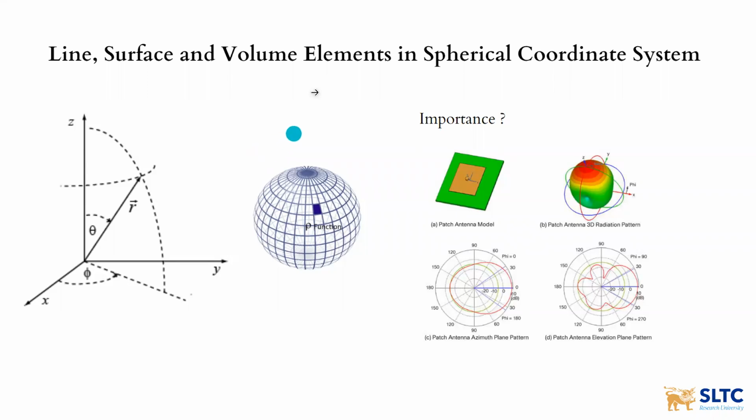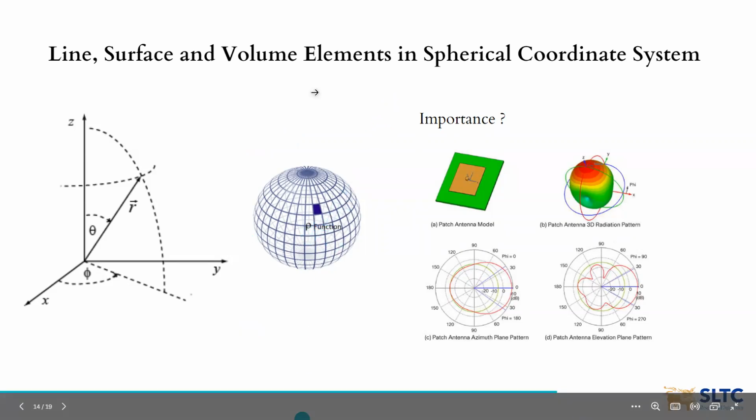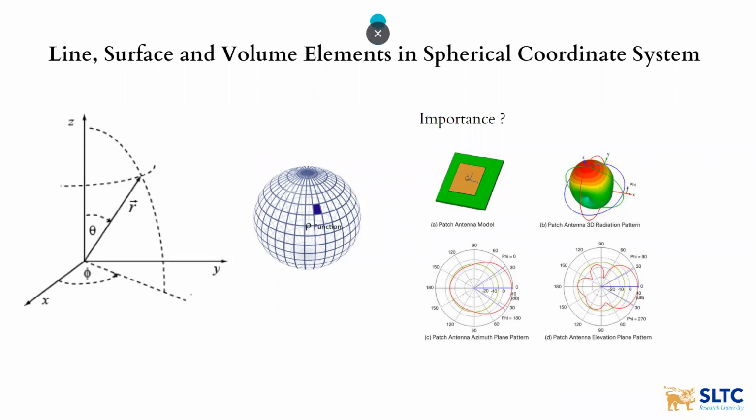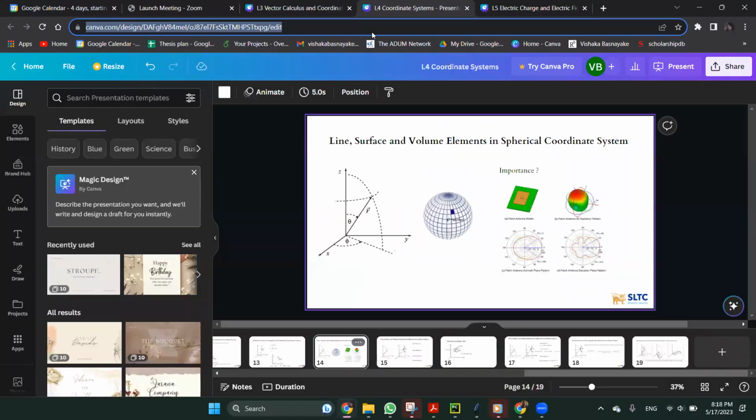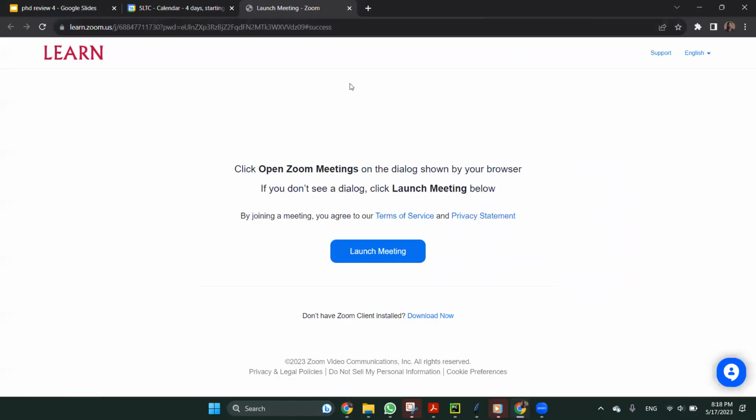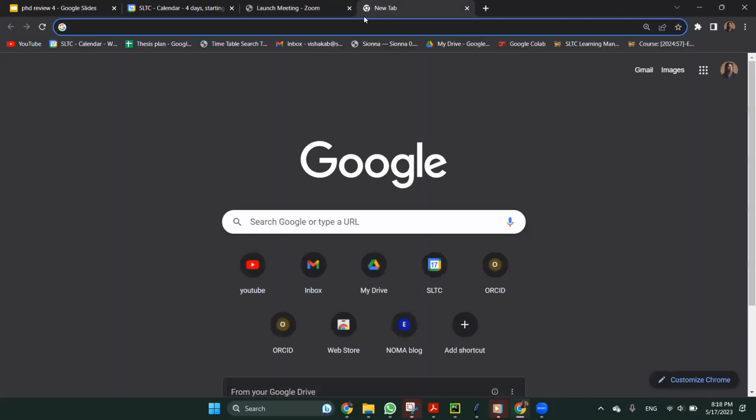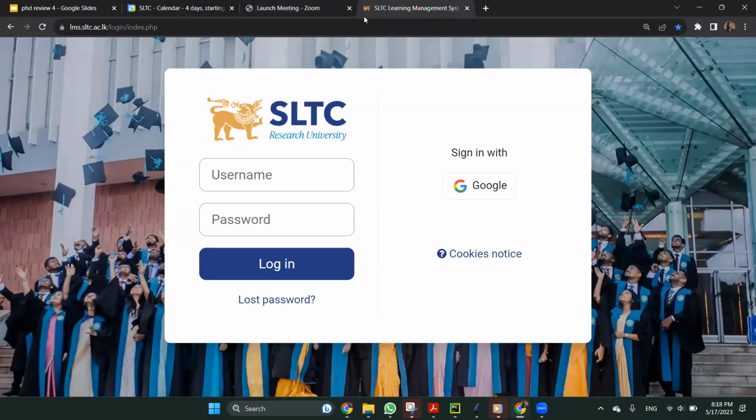Second thing is that I have also uploaded a document in LMS which has so many details about these coordinate systems. If you want to learn about the coordinate systems, I think that is the best document that you can use. I don't know whether you can see my screen. I hope you can see.